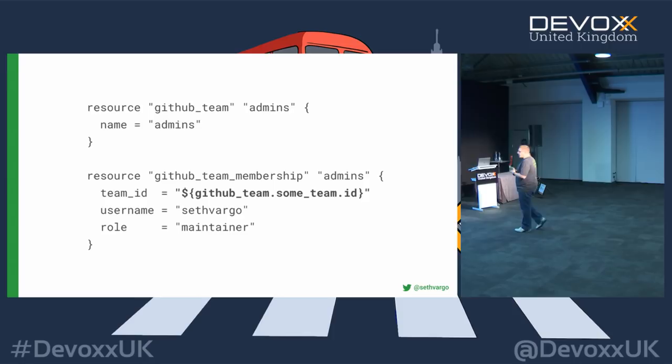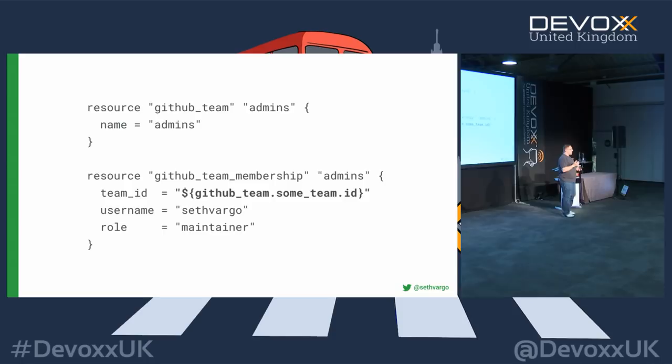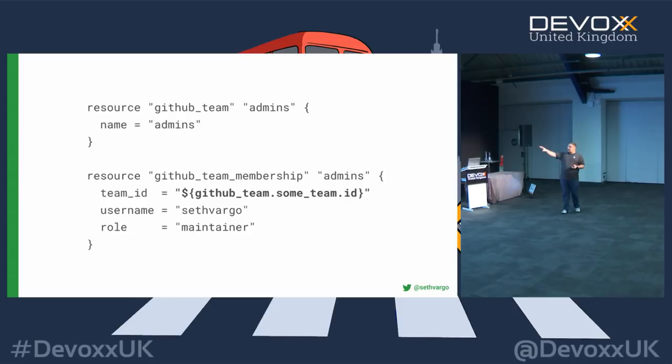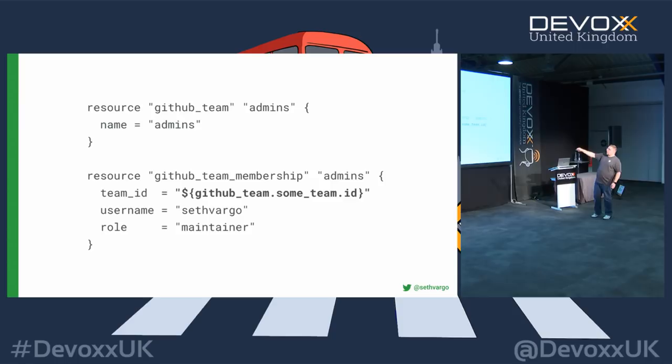One of the things you might notice here is this dollar curly brace syntax, which I've highlighted in bold. This is where Terraform's real power comes from. This is Terraform's interpolation syntax. Interpolation is the way in which we reference values from other resources. So in this example, we're taking the GitHub team admins and placing it in the team ID. That's actually a typo on that slide. We're taking this top resource here, and we're plugging it in down here.